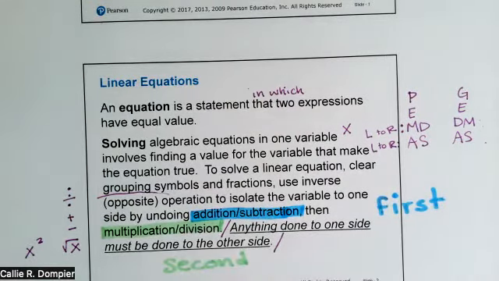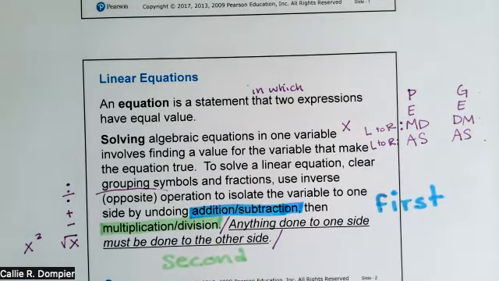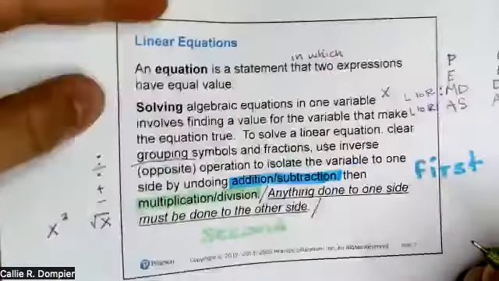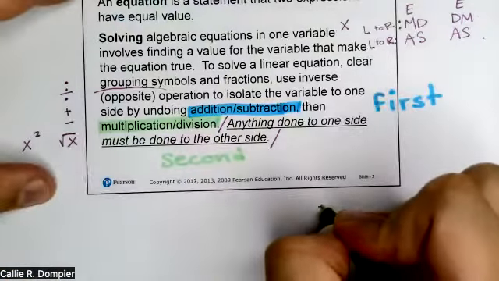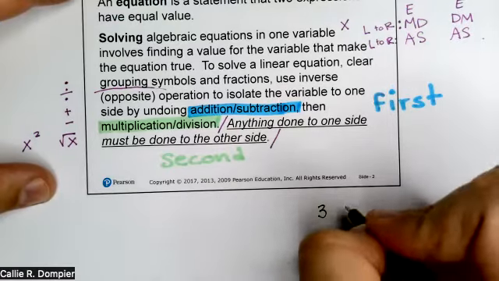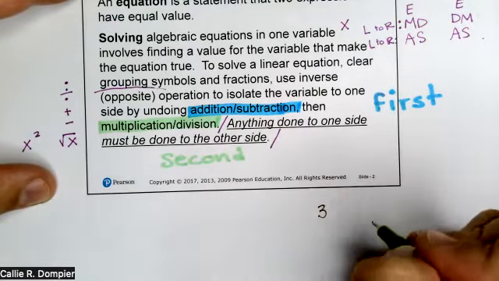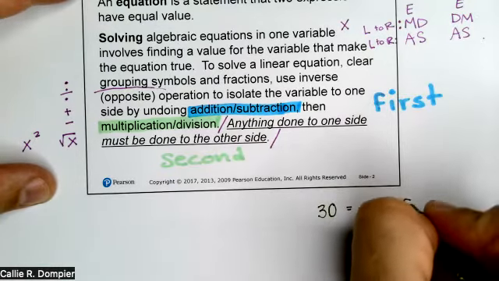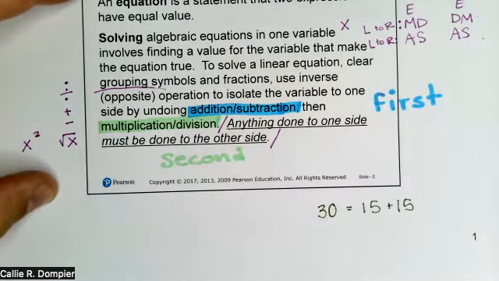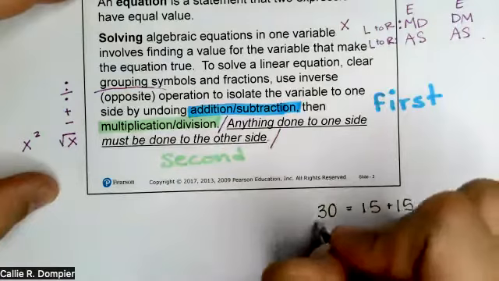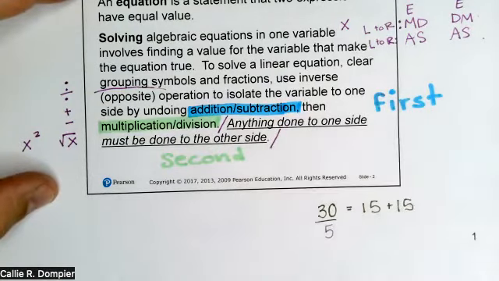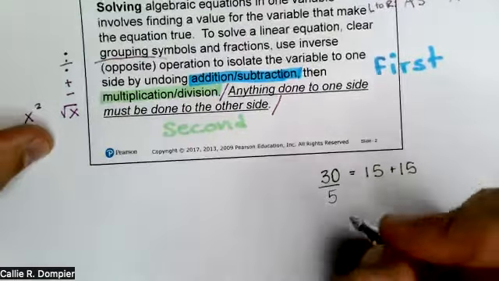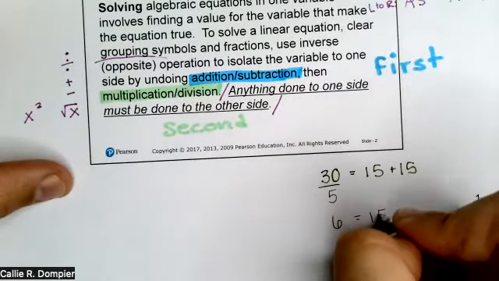Okay. Then, just like we've been practicing with our fractions, anything done to one side of an equal sign must be done to the other side. So if I had 30 equals 15 and 15, okay? I know I'm not solving anything. I just wanted to divide 30 by 5. 30 divided by 5 is what? 6? Is 6 equal to 15 plus 15?